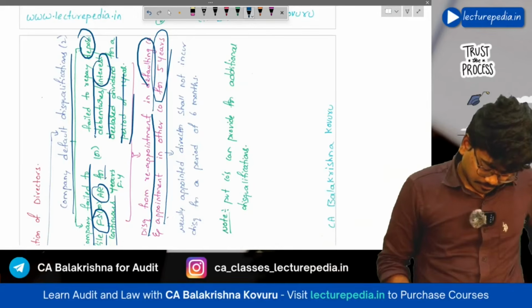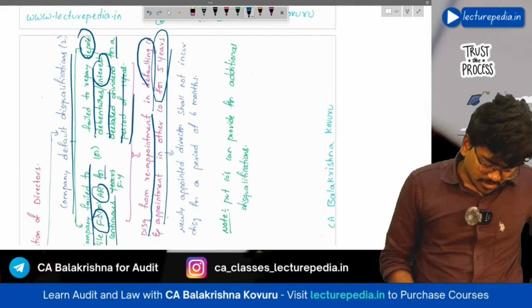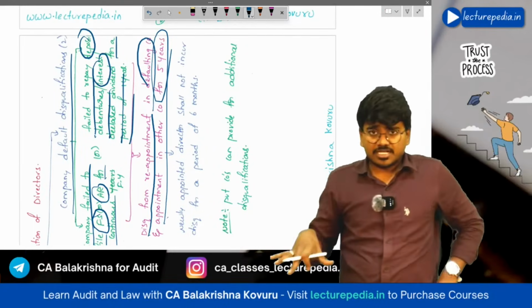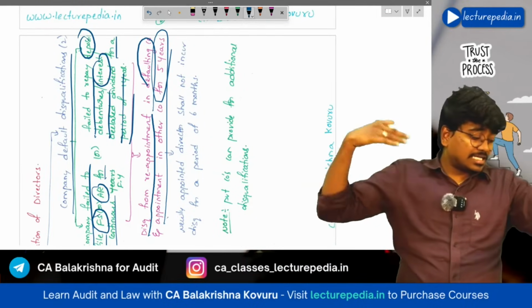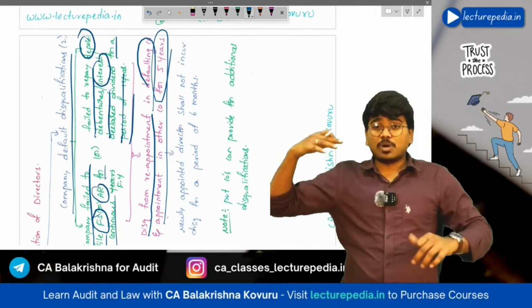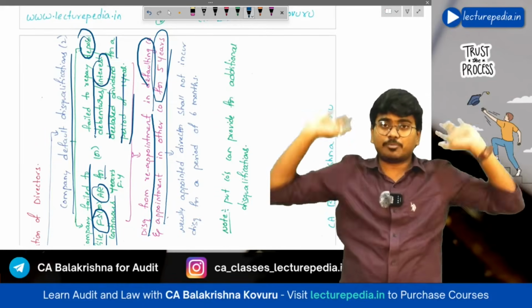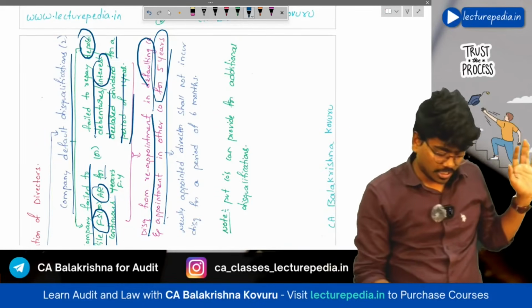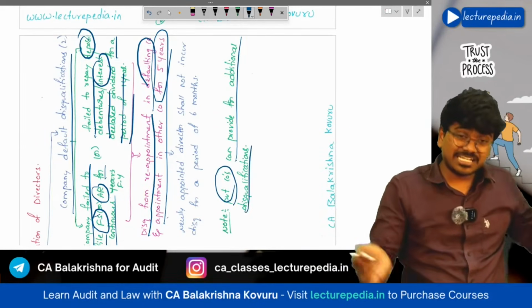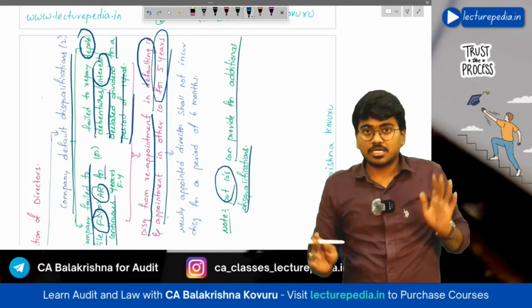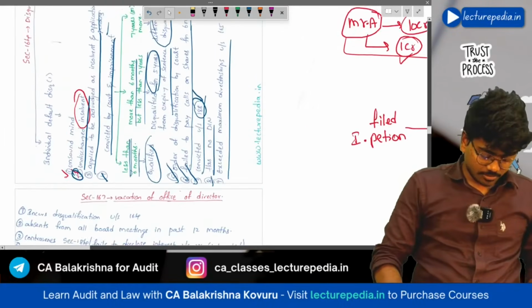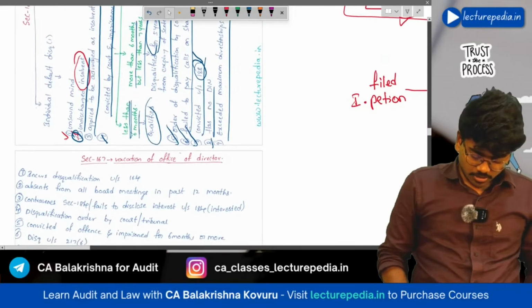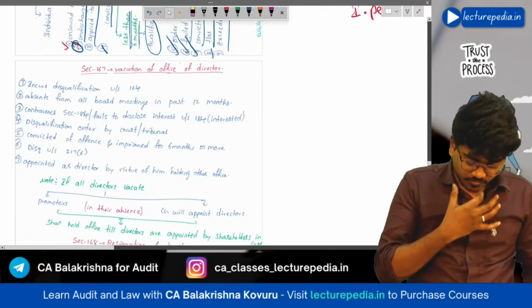Next, apart from these disqualifications that we have discussed, if the companies in their articles of association want to add additional disqualification points, they can happily add. Private companies can provide for additional disqualifications in the articles of association. Hope that is clear. So this is section number 164, which is related to disqualification of directors.